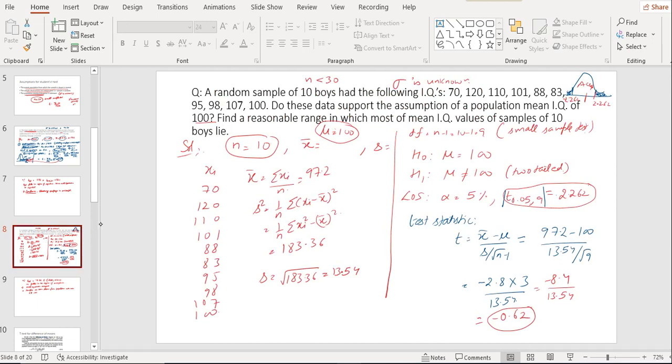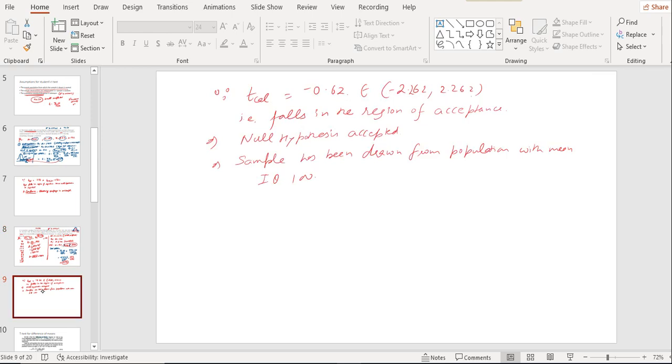Now the second part of the question is: does this data support the assumption of population mean of 100? So in this case the answer is yes. Now the next part is: find a reasonable range in which most of the IQ values of a sample of 10 lie. So what does it mean? Range means we need to find out the confidence interval. Because here we have chosen 5% level of significance, it means that we are going to calculate the 95% confidence interval. Okay, because like I told you, if this is the 5%, it means 2.5% from this side, 2.5% from this side, so it means this is the 95%.